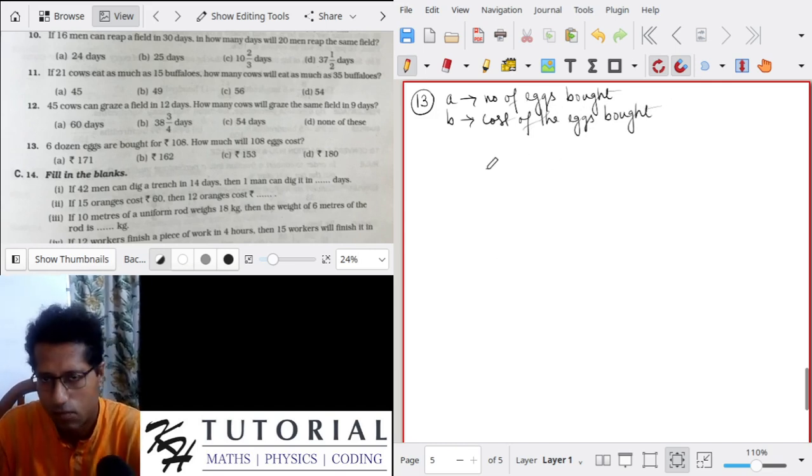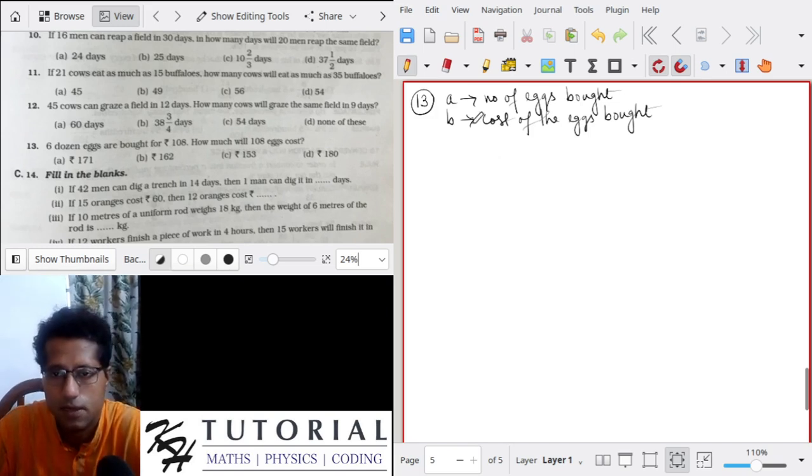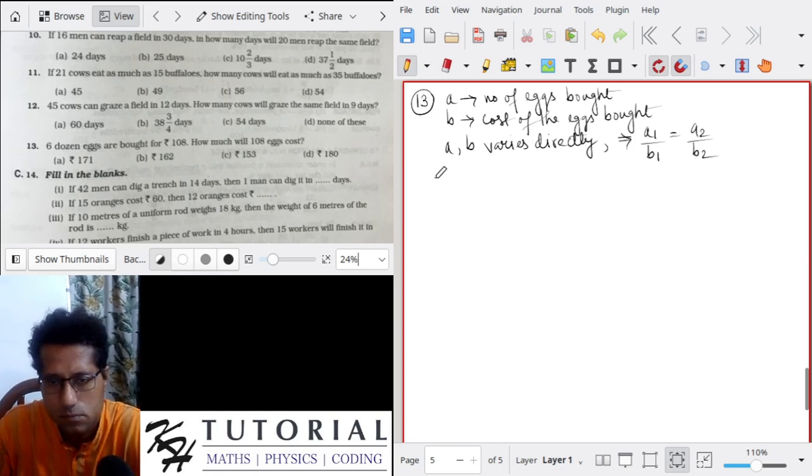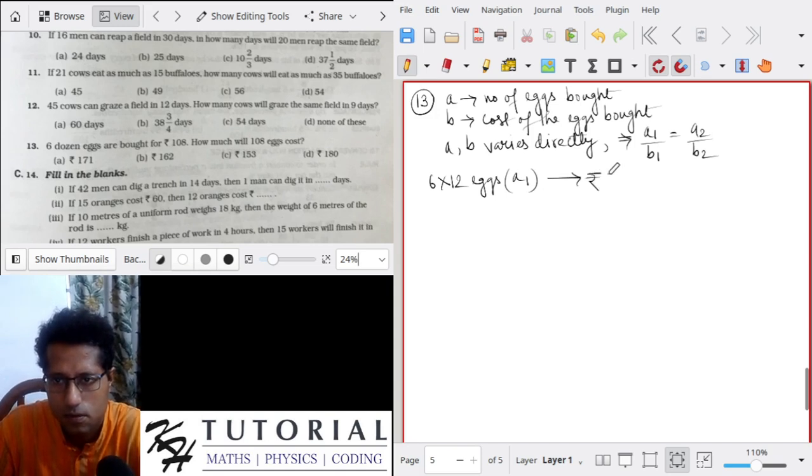So definitely if there are more eggs the cost will be more, and if there are fewer eggs the cost will be less. So the quantities A and B vary directly. This implies that A1 by B1 will be equal to A2 by B2. So now the facts given are 6 dozen eggs. Now 6 dozen eggs means 6 into 12 eggs. This is A1, costs rupees 108. This is B1. Now it is asking how much will 108 eggs cost.